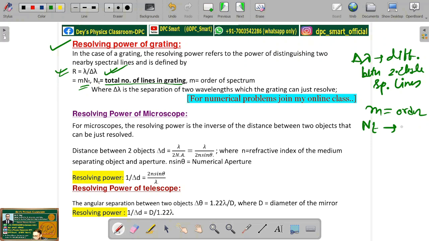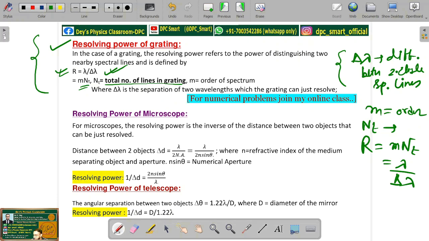That means total number of lines in the grating is denoted by N total. Then the resolving power of that particular grating would be R equals m into N total, which is also equal to lambda by delta lambda, where delta lambda is the separation of two wavelengths which the grating can just resolve. So this delta lambda is the separation between two wavelengths which the grating can just resolve. So this is the resolving power of grating.